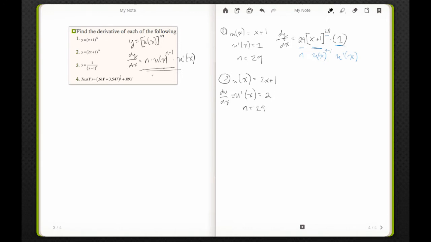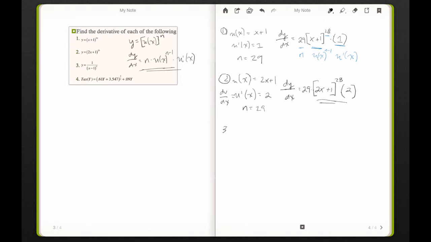So I get dy/dx is equal to n, which is 29, times the inner function, u of x, 2x plus 1, all to the exponent n minus 1, which turns out to be 28, and now times u prime of x, which is 2. It's 2 in this case. Okay? And you can keep it like this, or you can simplify it, multiply things out. I'm just going to keep it like this to save some time.